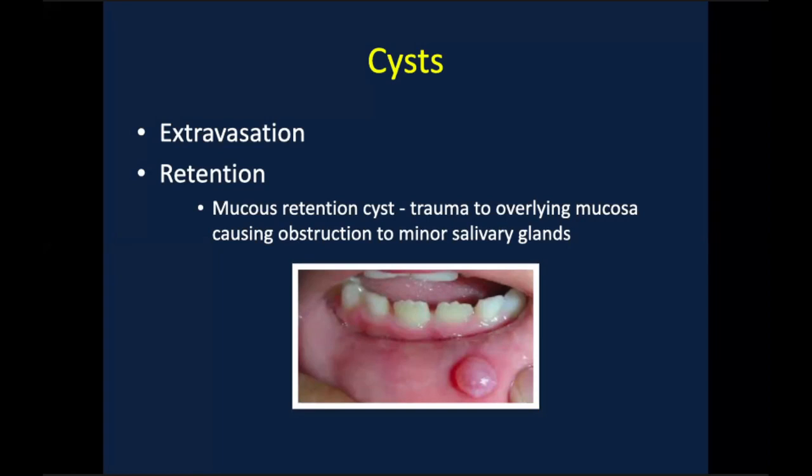So for some reason, if you get repeated trauma to the mucosa in the lower lip, for instance, that might damage or destroy a few of these minor salivary glands. And that might lead to obstruction of these very, very microscopic small salivary glands, which will lead to accumulation of the mucus or the saliva within this cyst, right? And after a few weeks, it presents as a mucus retention cyst or a mucocele. Okay, that's a very commonly seen clinical condition.